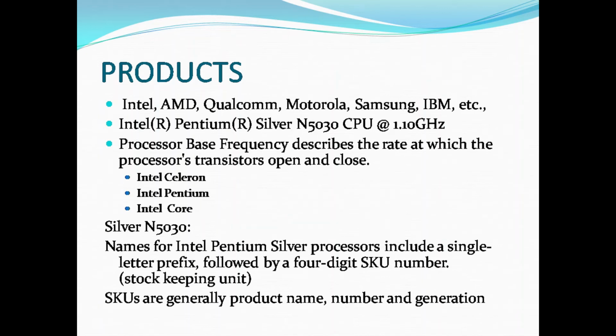In some of the processors you might have noticed i9, i10 and so on. That signifies the generation of the CPU. Here, for the Intel Pentium Silver, you have the code N5030. That includes a single letter prefix. The Silver model includes the single letter prefix followed by a 4-digit number. That is the SKU number, that is stock keeping unit, or generally the product name, number and the generation. We do have the Intel Pentium Gold model also. So every company follows a naming convention for their processors to identify their speed and generation.